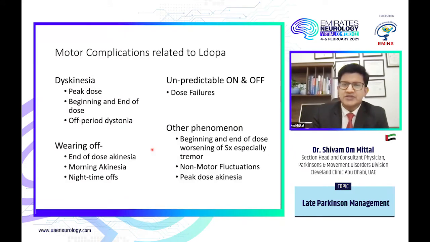These are the motor fluctuations that we usually deal with in day-to-day practice, mostly dyskinesias, wearing off, unpredictable on and off. When the patient takes a medicine, the dose doesn't kick in. And many times the patient will tell that after I take the medicine and as the medication is wearing off, I have worsening of my tremor. Patients will commonly have non-motor fluctuations as well. And sometimes a patient can have peak dose akinesia.